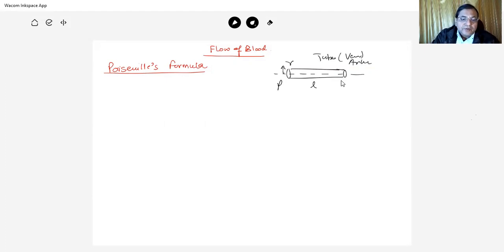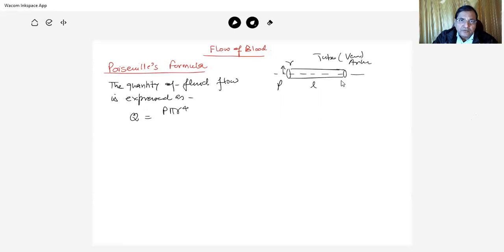So the quantity of fluid flow is expressed as Q is equal to P pi R to the power 4 upon 8 eta L. Or this eta is equal to P pi R to the power 4 upon 8QL.